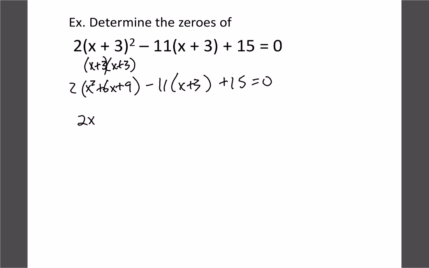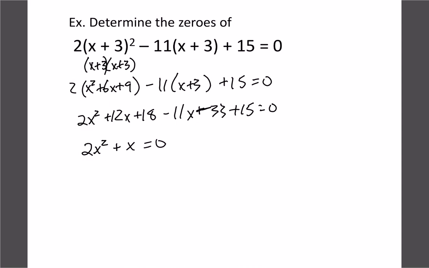So in this case, we'd have 2x squared plus 12x plus 18, and then minus 11x plus minus 33 plus 15. And if we simplify all that, we get 2x squared, 12x minus 11x would be 1x. 18 plus 15 is 33, minus 33 would give us 0. And in this case, it's probably easier just to do common factoring. If we just take out an x, we'd have x times 2x plus 1.